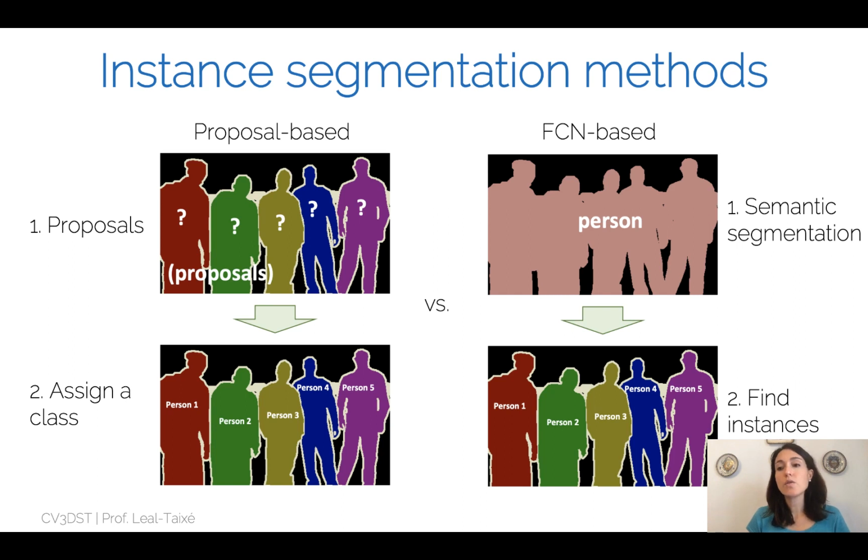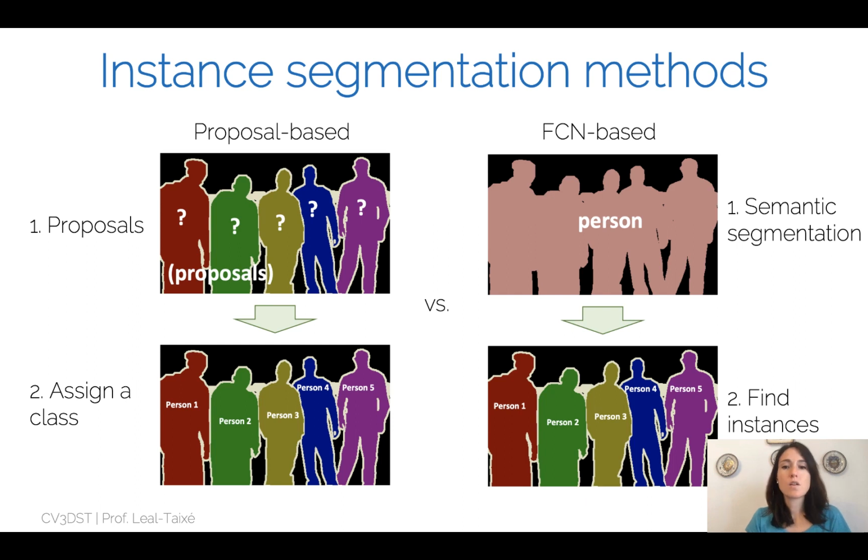The other way to go is what I call the FCN-based method, which essentially starts from the semantic segmentation map. So here, for example, I see an example where all of these instances are labeled as person. And so in a second step, what I need to do is I need to separate the instances inside of this semantic label.